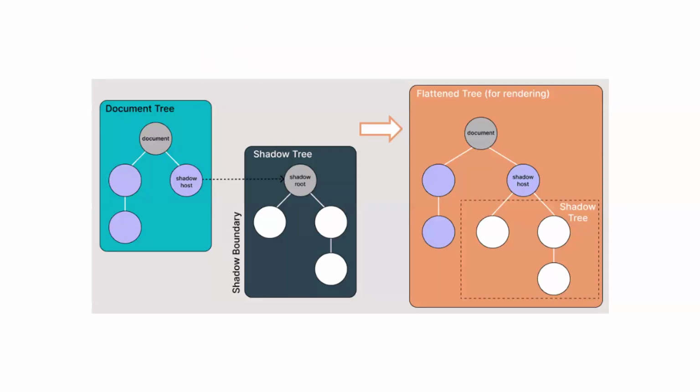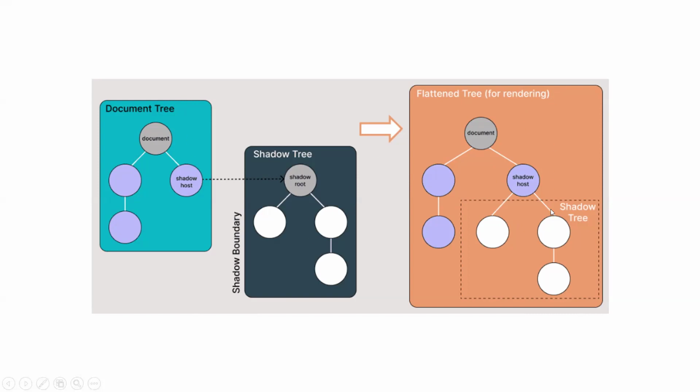If we see here, the first part is a document. This is an HTML document, and it has a shadow host. Then look at the second one: the shadow host has a shadow root, and the shadow root will have elements underneath it. This is what we call a shadow tree. So a shadow root will come from a shadow host, and the shadow root will have the elements underneath it.